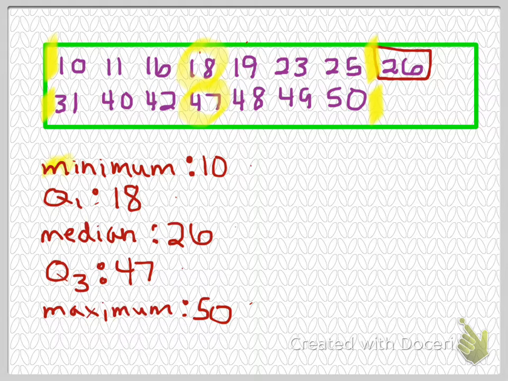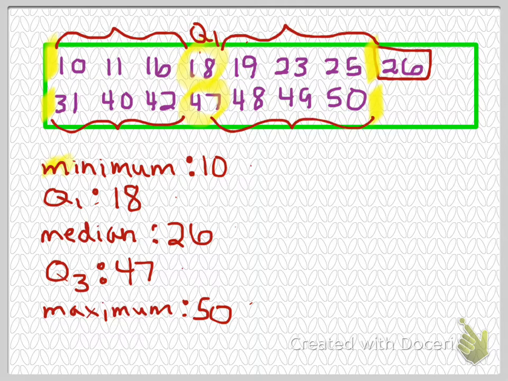If we look at our data, this little piece right here, from the minimum to Q1, is 1/4 of the data. The amount of data from Q1 to the median is also 1/4, and you can see down here we can split this into fourths. So if you're asked, what do the quartiles tell you? Each quartile divides the data into fourths.